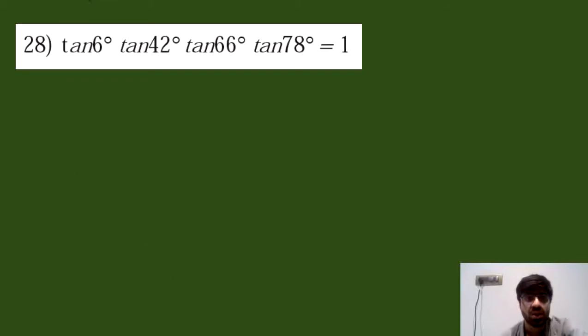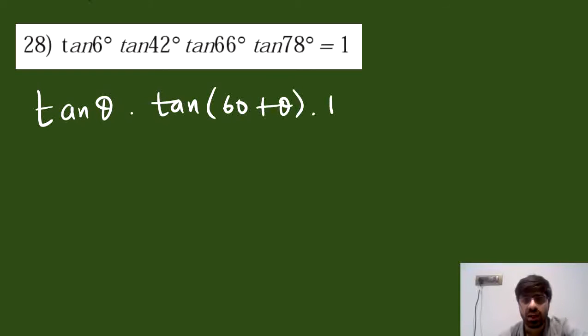Let's go ahead with question number 28. And for solving question number 28, there is a result that you should be knowing. The result says that tan theta into tan of 60 plus theta into tan of 60 minus theta is basically equal to tan 3 theta.